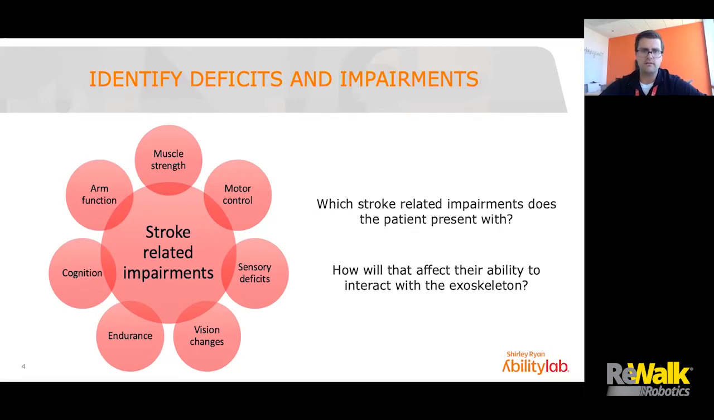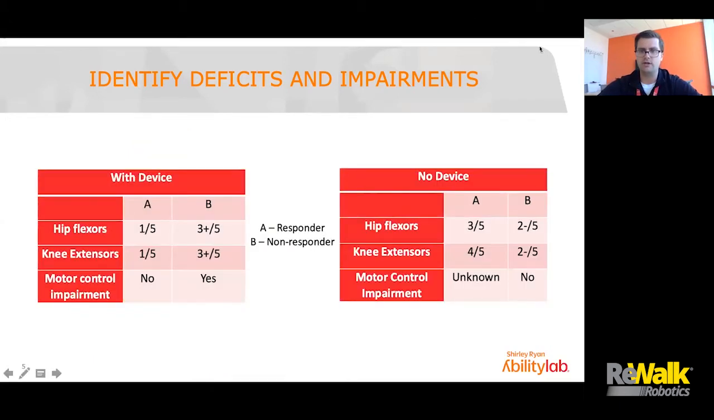So kind of looking at this from a more framework standpoint, if you just take strength and motor control from this one, and we look ahead here, we had a little project that we did here where individuals were randomized to a device group and individuals were randomized to a non-device group. The intervention was stair climbing for 30 minutes. So if you look over on the left with the device group, person A we'll call a responder and person B we'll call a non-responder.